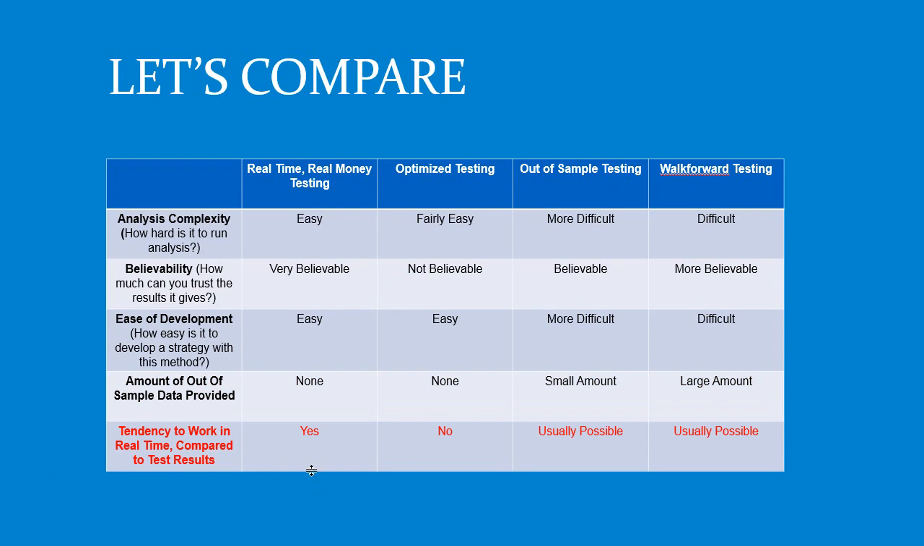And then finally, what's the tendency for it to work in real time? Obviously, real money is real time, so it works. I mean, that's just a yes. Optimized testing almost never works the way it's been optimized. Out of sample's better, and Walkforward's probably a step beyond that, but those results at least give you a good indication of what's likely to happen in the future. So they're a lot more believable than, say, optimized testing.